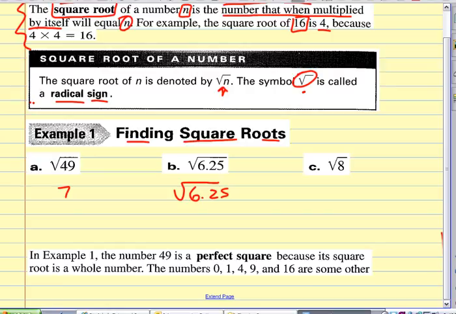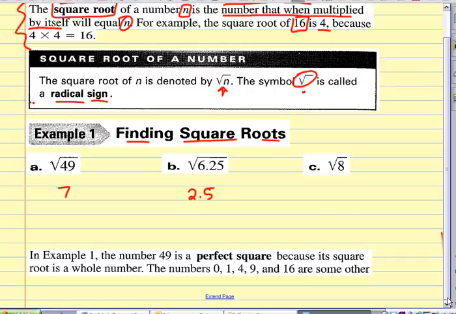Luke's going to tell me what he got. Luke, what did you get for the square root of 6.25? Not 3.5. Vivian? 2.5. That means that 2.5 times 2.5 gives me 6.25. All right, nice job, Vivian. Thank you. Thank you, Luke.